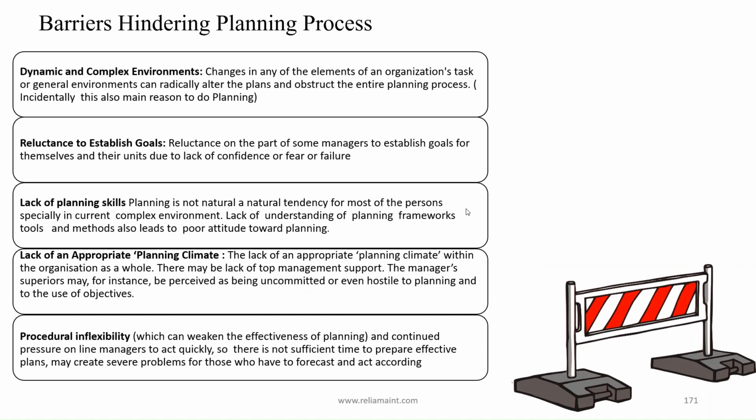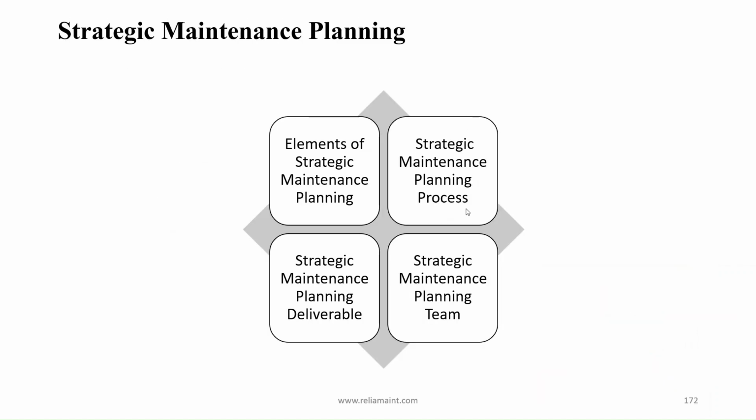Lack of an appropriate planning climate. The lack of an appropriate planning climate within the organization as a whole. There may be a lack of top management support. The manager's superiors may, for instance, be perceived as being uncommitted or even hostile to planning and to the use of objectives. Procedural inflexibility, which can weaken the effectiveness of planning, and continued pressure on line managers to act quickly, so there is not sufficient time to prepare effective plans, may create severe problems for those who have to forecast and act accordingly. Let's know what is strategic maintenance planning.